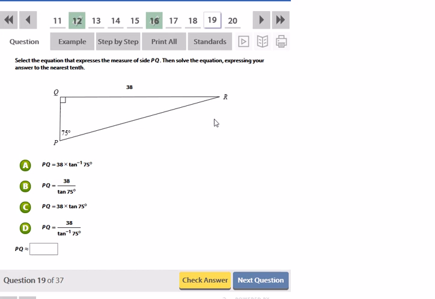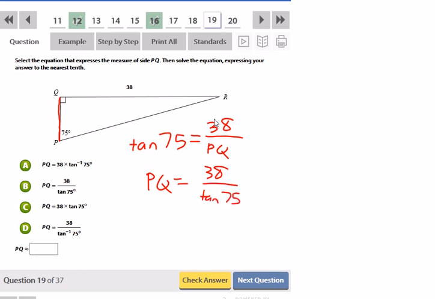Select the equation that expresses the measure of side PQ, and then solve the equation expressing your answer to the nearest tenth. Okay, so here the angle they're giving me is 75. They want PQ, which is adjacent to that, and they're giving me the opposite again. So this would be tangent of 75 is equal to 38 over PQ. So I told you just to switch. When you want the one on the bottom, PQ equals 38 over tangent of 75.